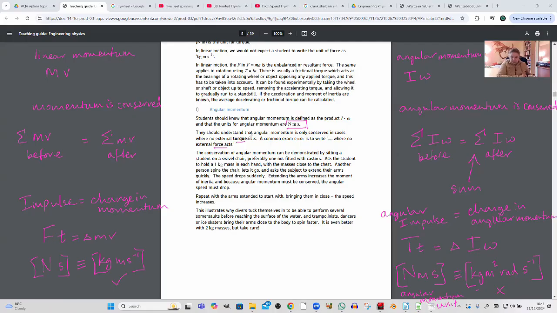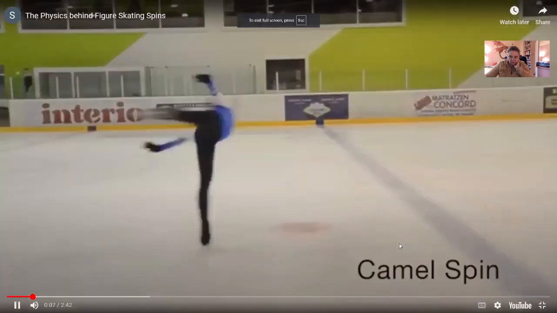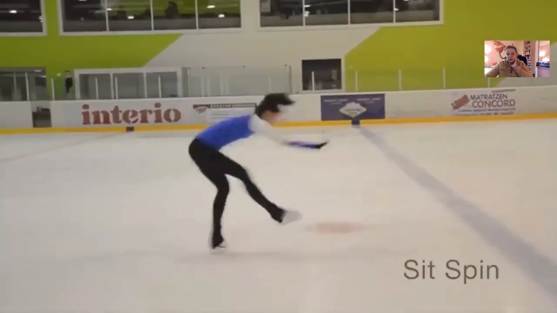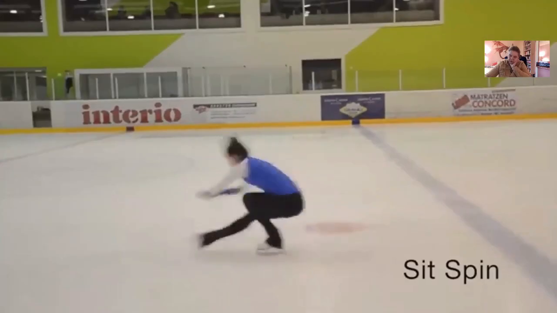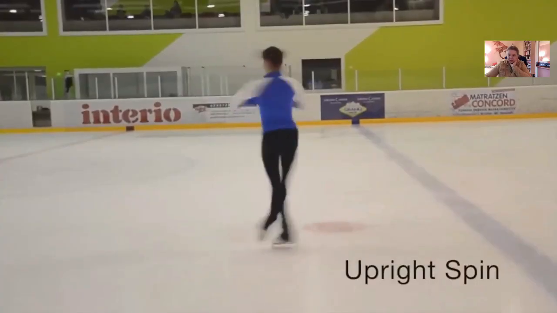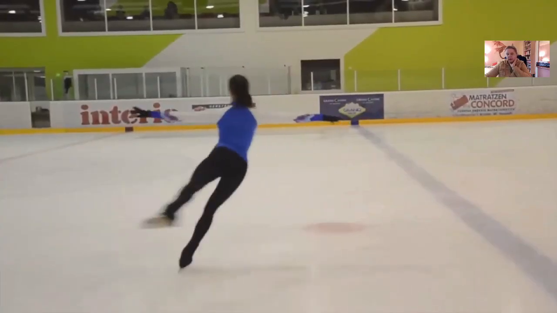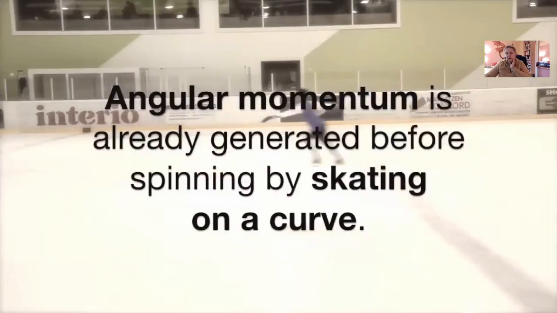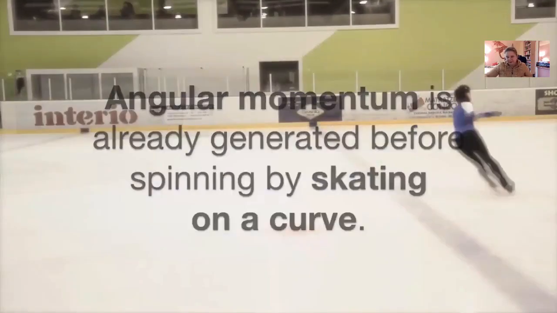And then conservation of angular momentum can be demonstrated by sitting a student on a swivel chair, preferably one not fitted with casters, asking the student to hold a kilogram mass in each hand, and then get them to fling their arms out. So that's got quite a large moment of inertia, and then when she puts her arms in, she speeds up. Okay, so the angular speed. So that's conservation of angular momentum. It's rather nice, isn't it?